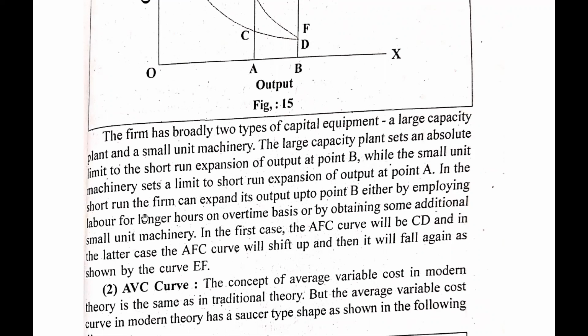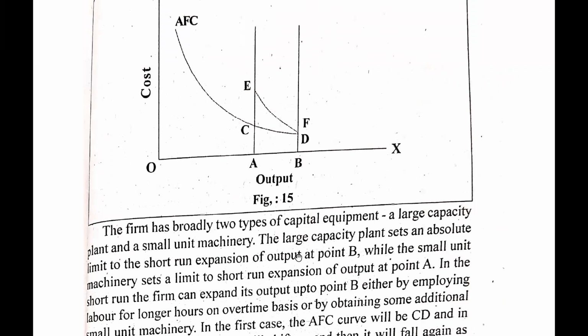In the short run the firm can expand its output up to point B, either by employing labor for longer hours on an overtime basis, or by obtaining some additional small unit machinery. In the first case, the average fixed cost curve will be CD, and in the latter case the AFC curve will shift up, and then it will fall again as shown by the curve EF. So guys, this is the average fixed cost in the modern theory.